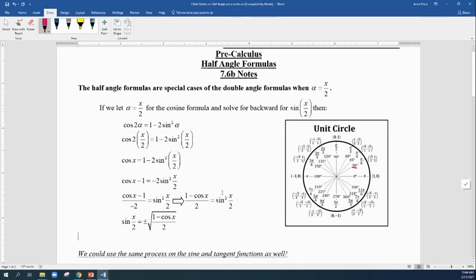We square root both sides because we have a quantity squared, and get plus or minus the square root of 1 minus cosine x divided by 2. That is going to be called our half angle identity for sine of x over 2, or a half angle. So that is where they're coming from.